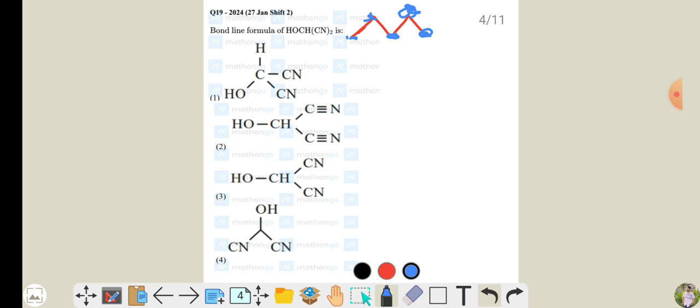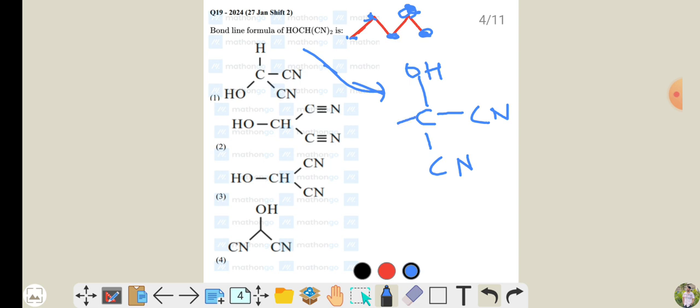So if you have to make the bond line structure for this one, let's see how you can draw. You can draw it simply with one carbon, and one OH group will be attached here. But again, I am not making the bond line structure, just normally making a simple drawing of how it will look. So CN, then CN. This is the normal representation. Some students will tick this one also as the answer.